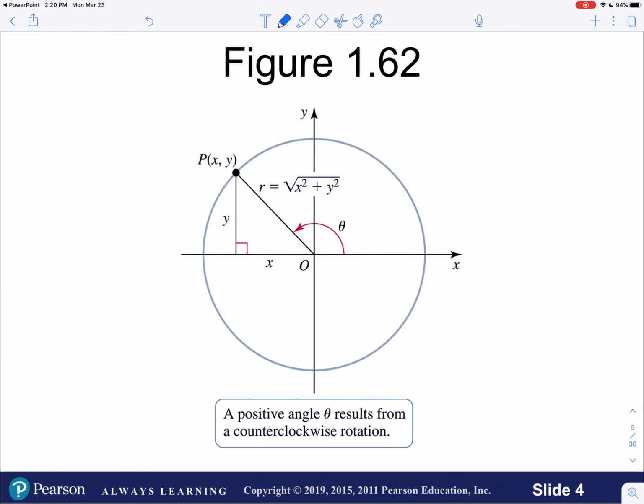In pre-calc we also said that when we're working with circles where the center is at the origin, positive rotation goes counterclockwise and negative rotation goes clockwise. Given any point (x, y) on the circle, you can make a right triangle, and the radius is going to be the square root of x squared plus y squared, from the Pythagorean theorem.